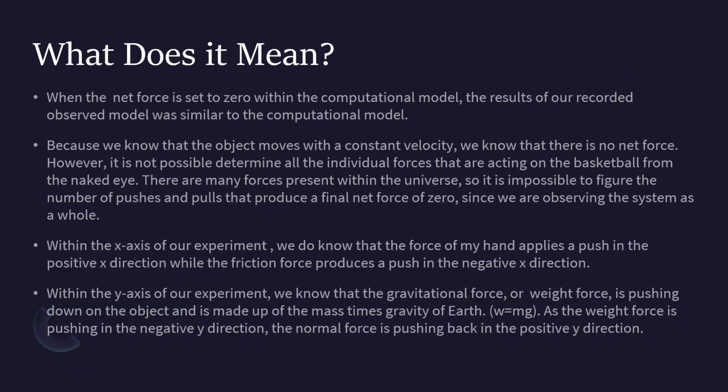When the net force is set to zero within the computational data, the results between the observed and computational model are really similar. Because we know that the object moves with a constant velocity, we know that there is no net force. However, it is not possible to determine all the individual forces that are acting on the basketball. There are so many forces present within the universe, so it is impossible to figure out the number of pushes and pulls that are being applied to create a net force of zero.